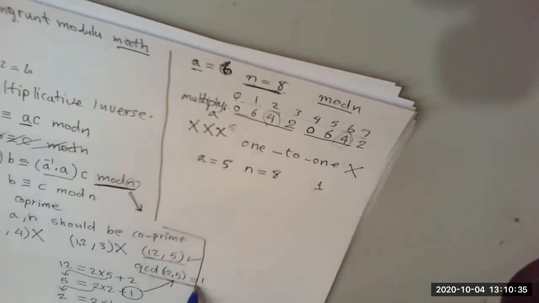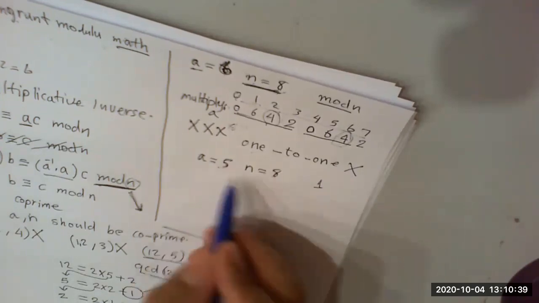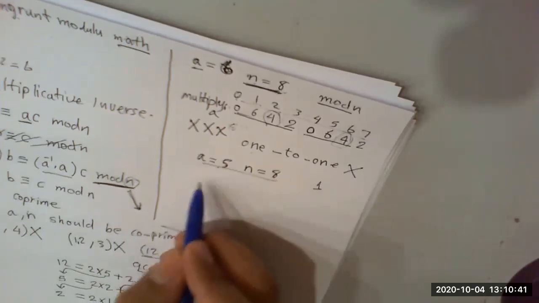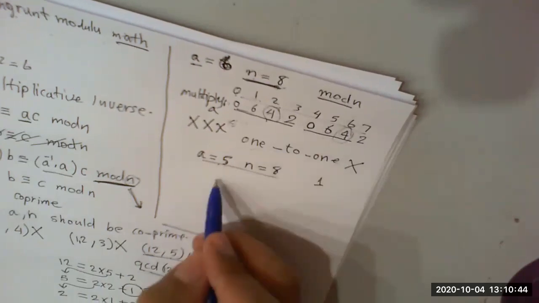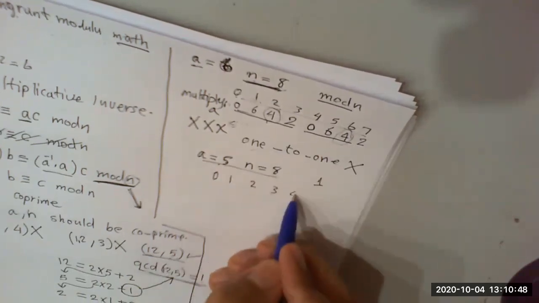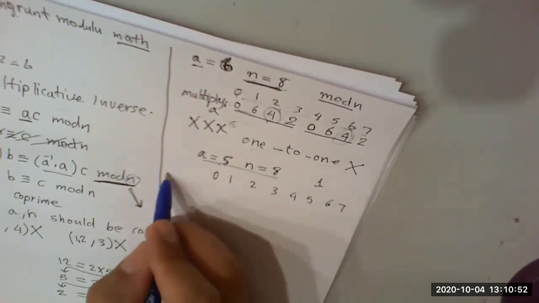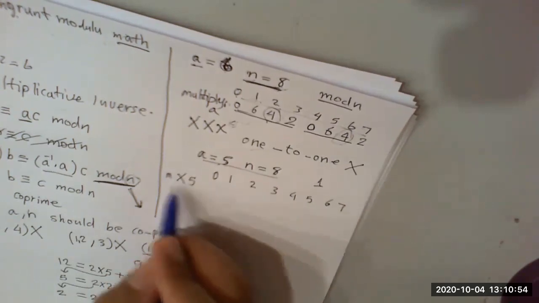The greatest common divisor is 1 because 5 cannot divide 8 and 8 cannot divide 5. This way, I can do the multiplication the same way as above and see the result. Take 0, 1, 2, 3, 4, 5, 6, and 7, and multiply by A.